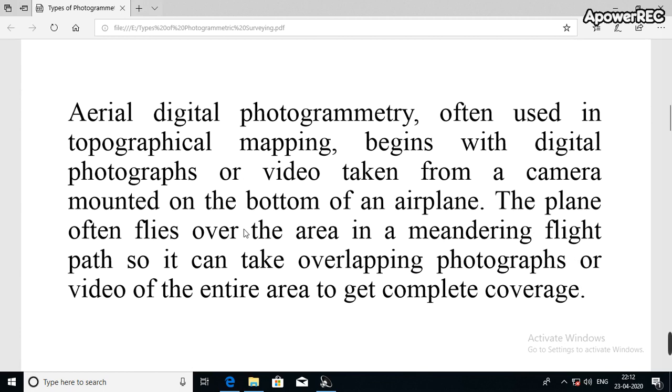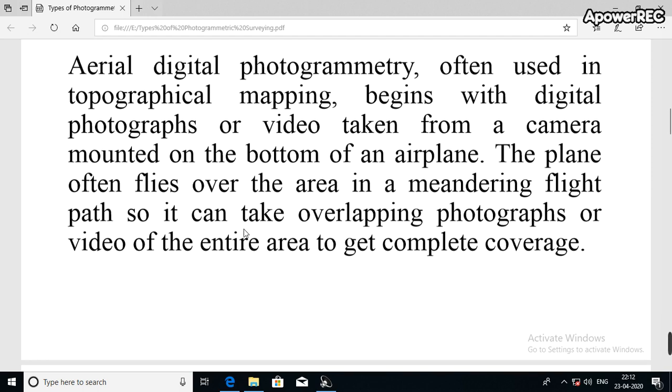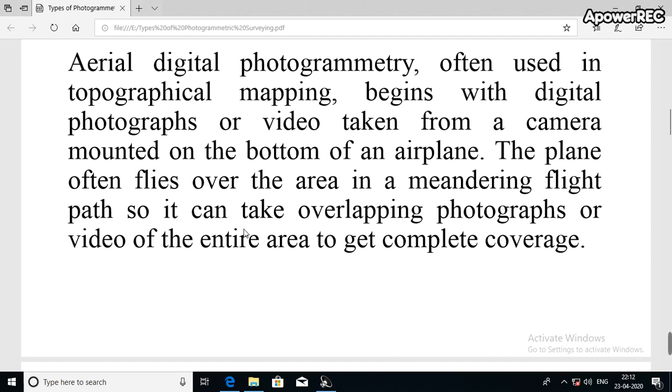Aerial digital photogrammetry is taken from the aircraft or the plane. It will be flying over an area and capturing photographs with the help of good quality cameras. Sometimes video images are also taken for those areas, and after getting the photo data, we will be taking them to the lab, and the data will be interpreted, and after that we will be preparing a map.